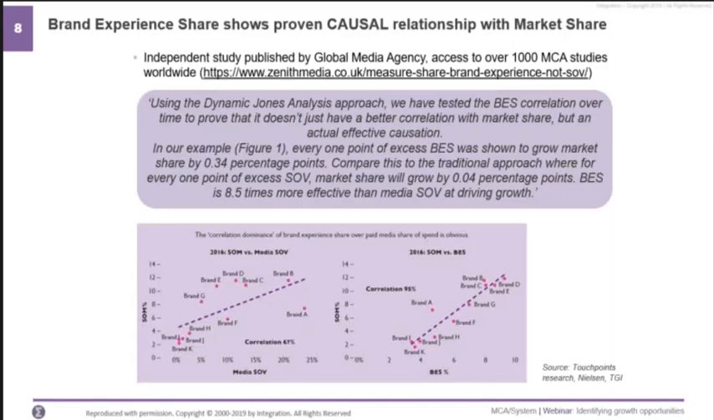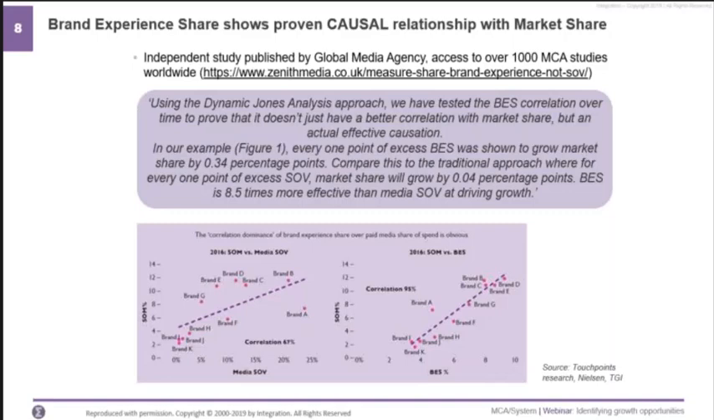What we're showing you here is a small extract from an article published in AdMap, which was from one of our largest users, where they looked at their database and established exactly that using a dynamic Jones analysis. They saw that the relationship between brand experience and share of market was very good, and in fact it was a much better predictor than what's often used for this kind of analysis, which is share of voice. So the reason that you might want to use this tool is because you know that it is a good, very robust predictor of what is going to happen in market.